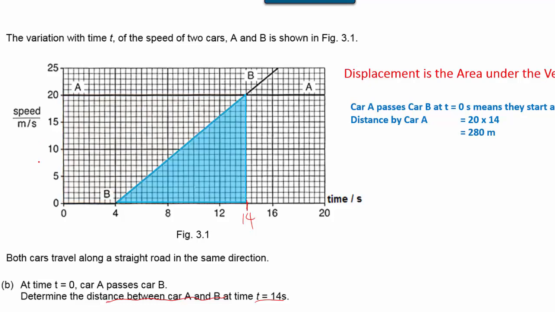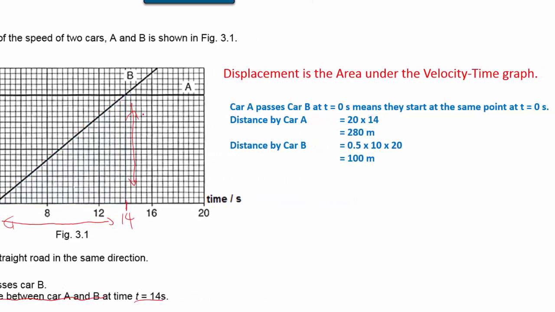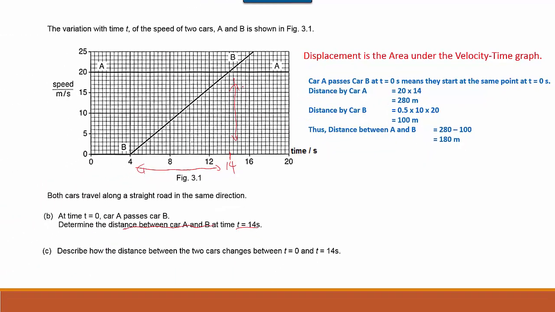Distance by car B is this blue triangle, so it is 0.5 times 10 times 20. So 10 is because it's from 4 to 14. Okay, and 20 is of course this. Subsequently, this is the value, and the distance between A and B is just subtraction, and it's 180 meters.